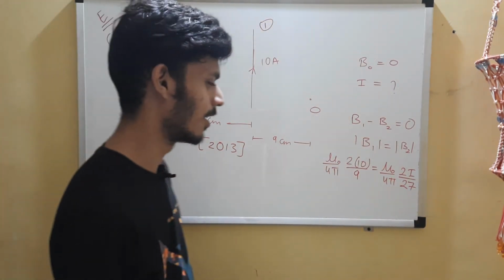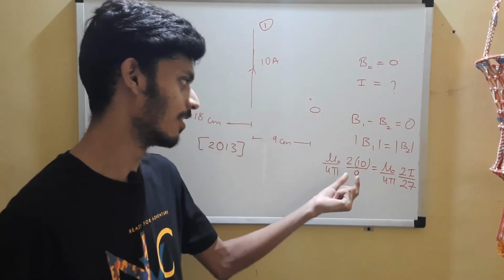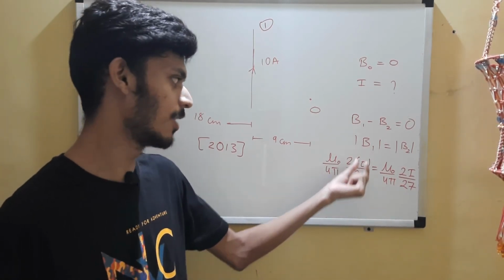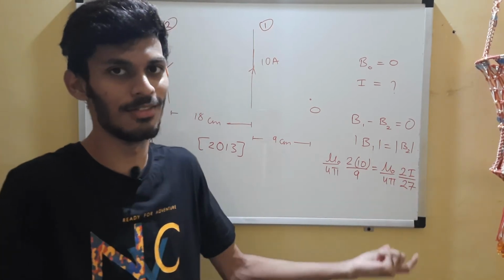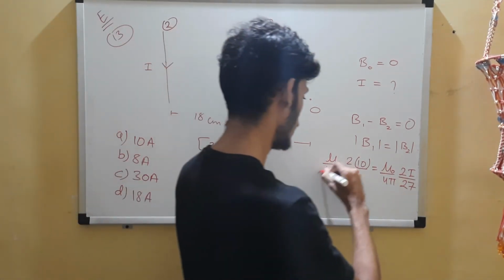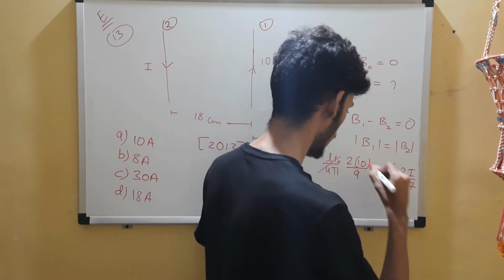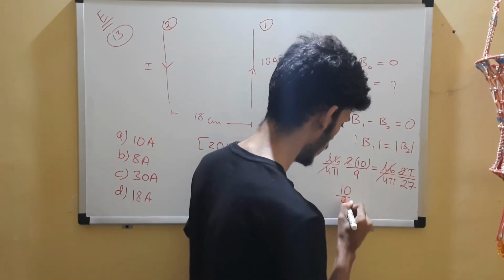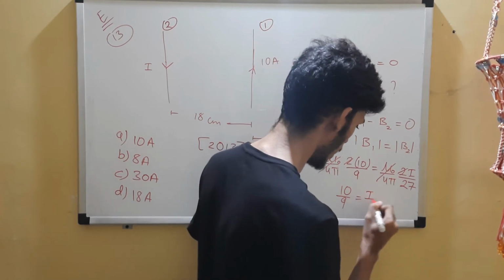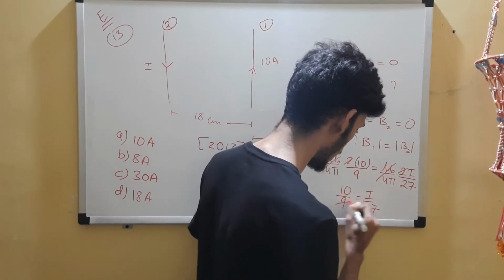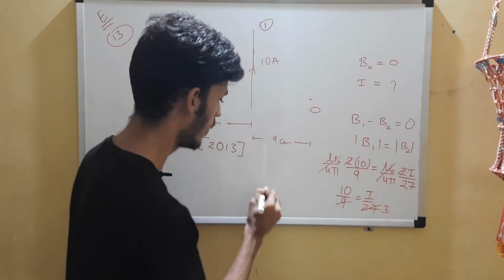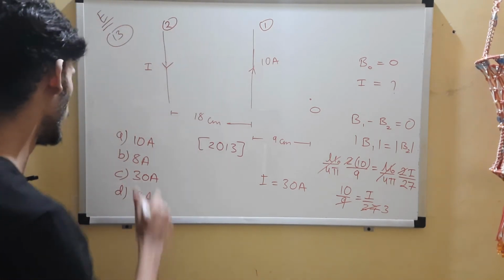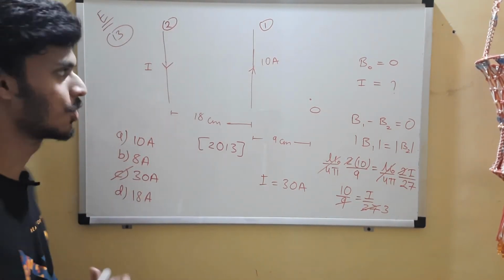So the thing that I was saying: the magnetic field is directly proportional to current and inversely proportional to the distance, right? So I1 R1 by I2 R2, you could have just used that. Anyways, all this will get cancelled. Mu 0 upon 4 pi, 2 and 2 will get cancelled. So 10 upon 9 is equal to I by 27. So 9 threes are 27, so I will be 30 amperes. Option C is the correct choice over here.